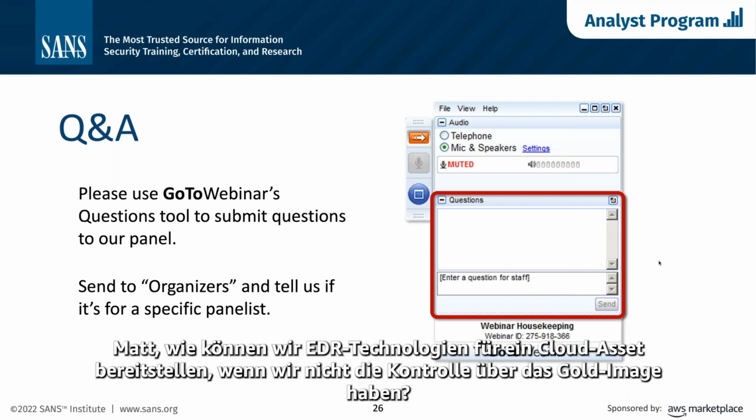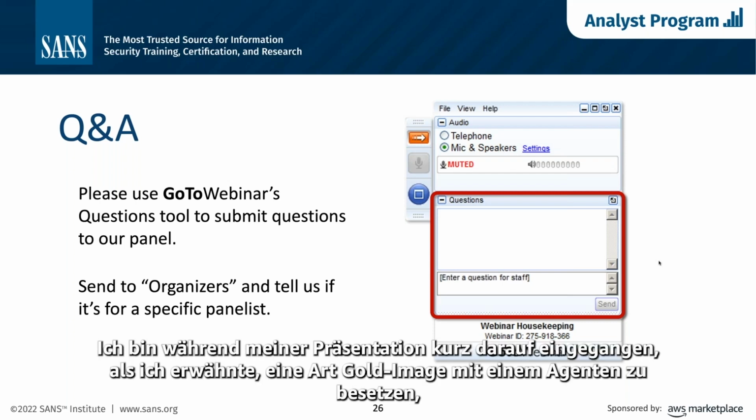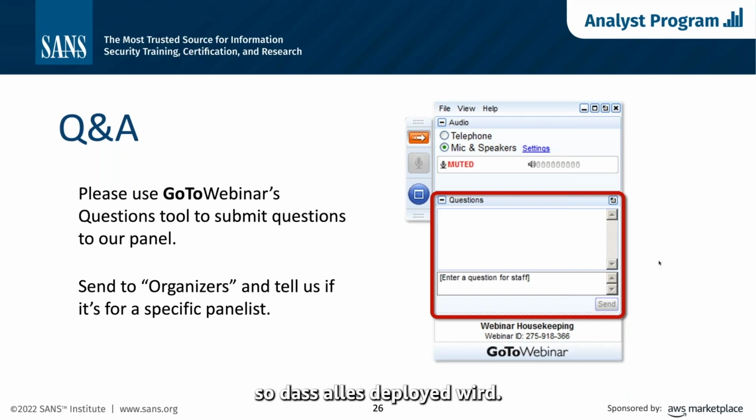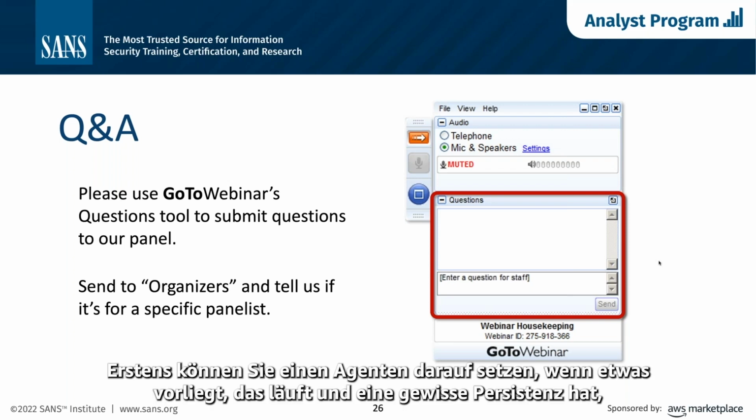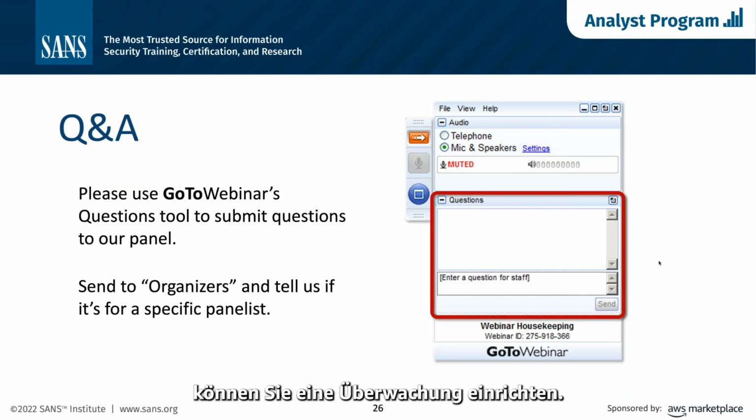Matt, how can we deploy EDR technologies to a cloud asset if we don't control the gold image? Good question. I did talk a little bit about that during my presentation, about having a gold image with an agent in place, so that anything that gets deployed out there has it. First off, if you've got something that is running and has some persistence, you could put an agent on it afterwards, meaning take an inventory of the environment, see what's running right now, what the persistence is on those things, and then get some monitoring in place.